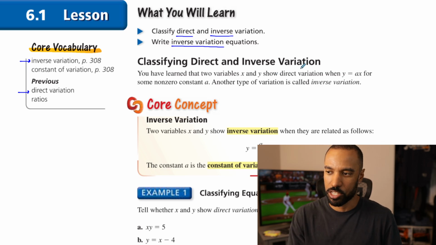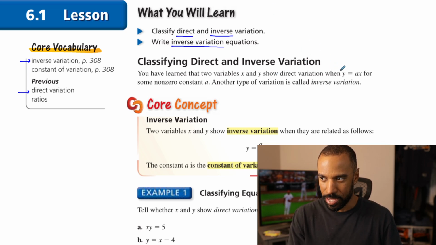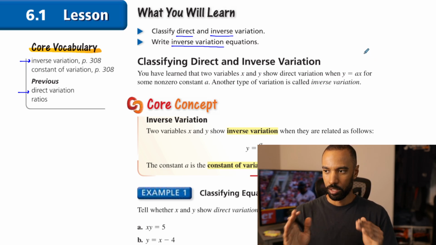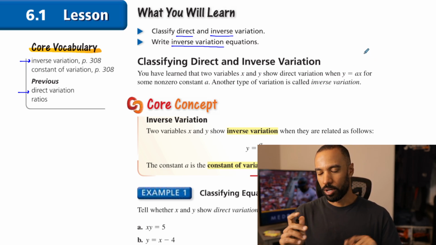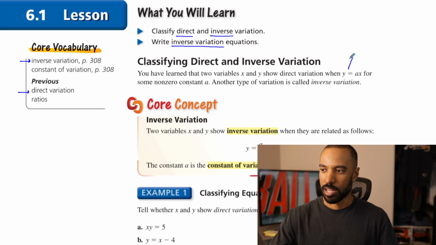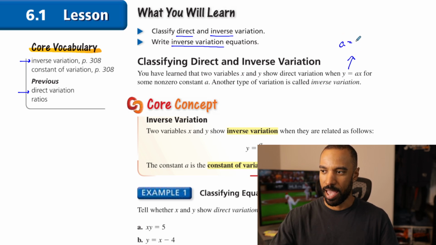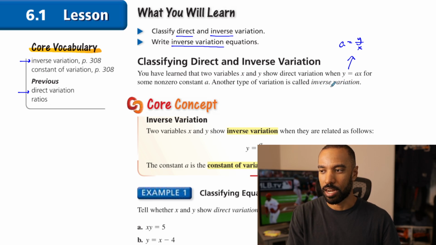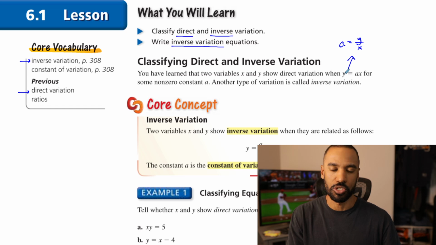You've learned two variables x and y show direct variation when y equals a times x for some non-zero constant a. To explore that a little bit more, with a being a constant value, if I divided both sides by x, you could tell exactly what a comes from, doing y divided by x. So there is the constant for direct variation. Now, inverse variation is kind of an opposite effect here. See, in direct variation, as x increases, so does y. Heck, as x is 0, y is 0. That's how direct variation works.